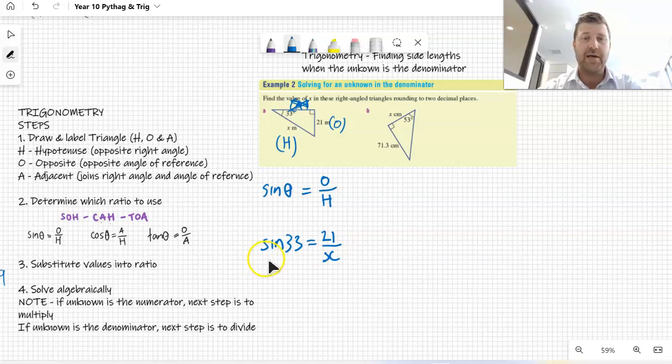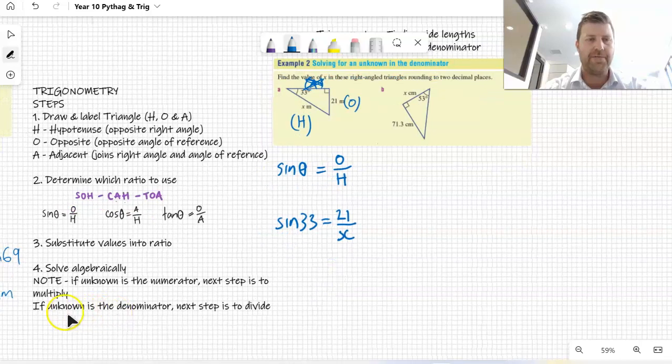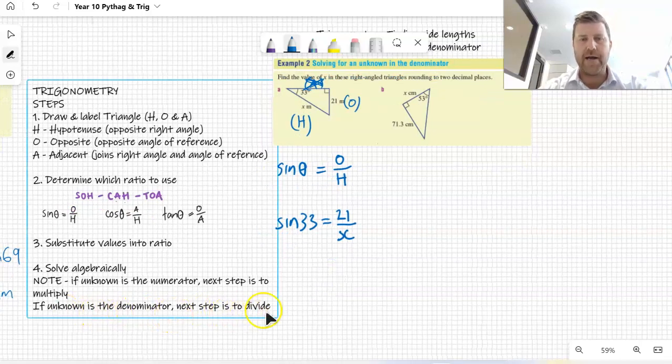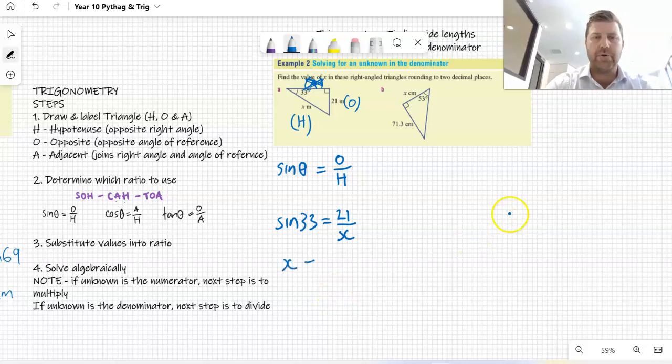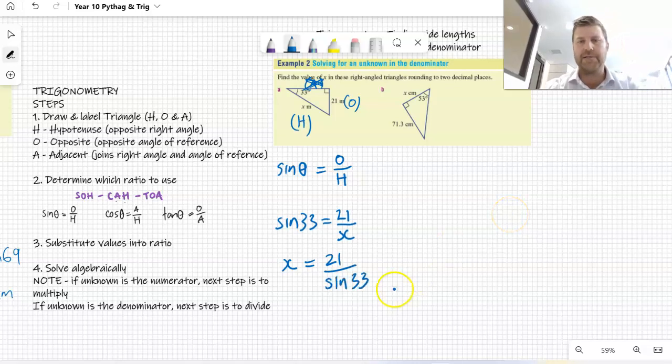So algebraically, that's how I would do it. But then I would also have to isolate x, divide both sides by sine 33. So essentially, the last step, if the unknown is the denominator, is to divide. So x is now equal to 21 divided by, or 21 over, sine 33. You can write it as a fraction, or you can write divide in your calculator. It doesn't really matter. That's just a shortcut. Algebraically, as I said, you have to multiply both sides by x and then divide both sides by sine 33. But that's just a bit of a shortcut. You're basically swapping the x and the sine 33 over, as you can see. Then you can just put this onto your calculator.